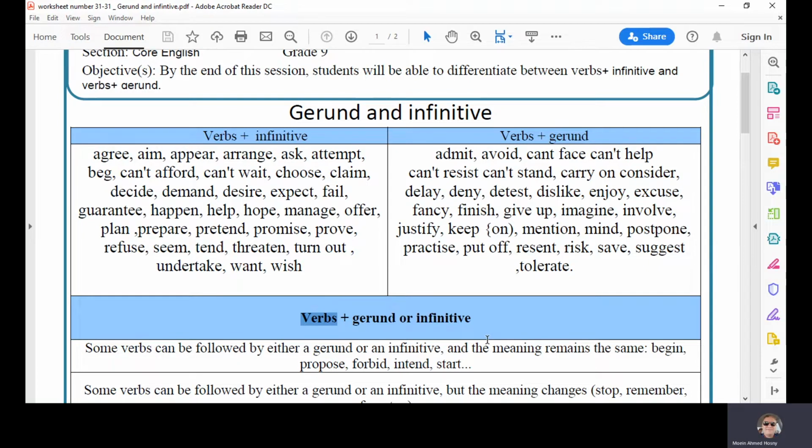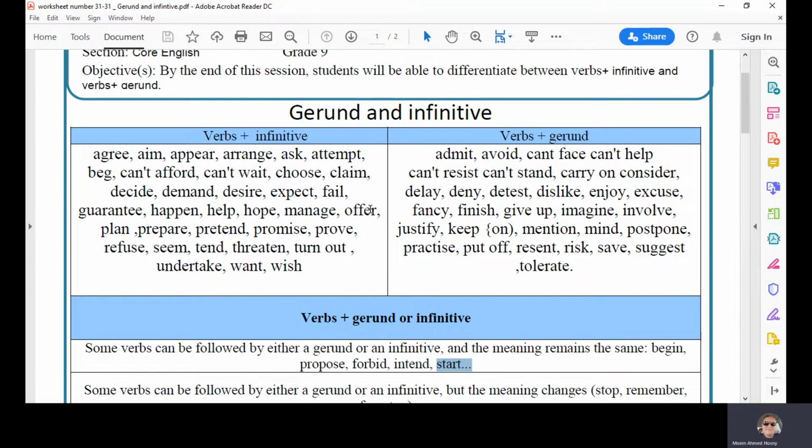So what controls the speaker? You are free. The speaker is free, any speaker, if he's using it. Like begin. They began to study, they began studying. No problem. I begin to study in the morning, I begin studying in the morning. No problem. Propose, forbid, intend, start, and many other verbs. Or you can say some other verbs, because they are fewer than this part. So with some other verbs, when you use the infinitive, the meaning is the same as when you use the gerund.